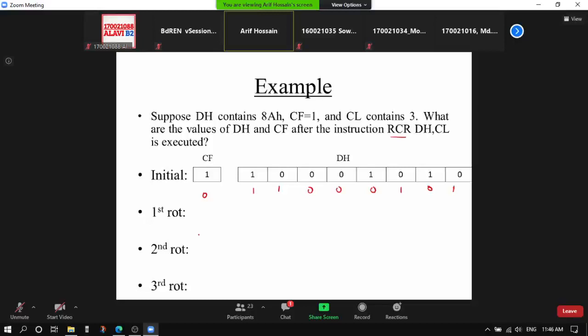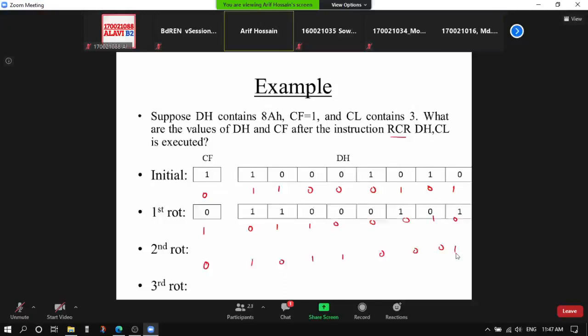After the second rotate, tell me what will happen. The carry flag will be 1, and DH will be 01100010. After the third rotate, the carry flag will be 0 again, and DH will be 10110001.